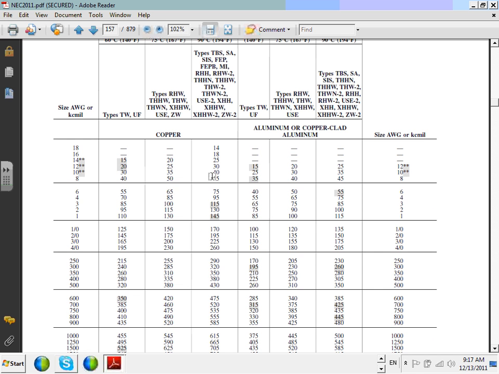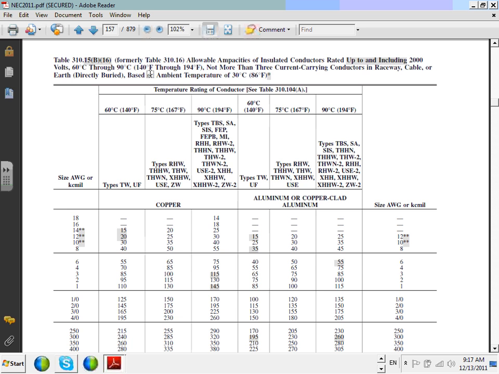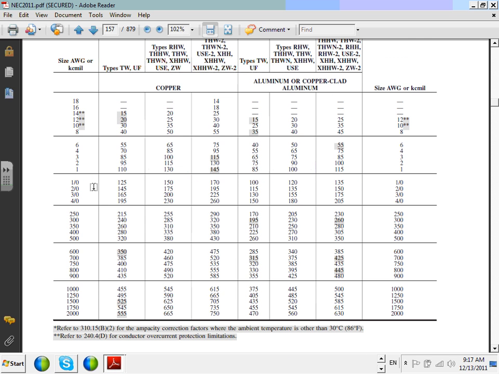Okay, so I have 150, so I'm going to go to the 75-degree column, right? Because I defaulted to 75 after 100. So I need my 150 amp panel, my 150 amp. Can you guys see that right in here? 150. It takes how many wires? 1 AWG. It takes 1 AWG.